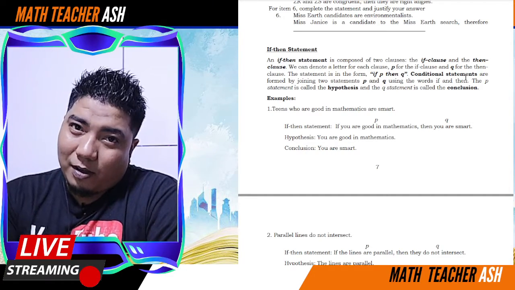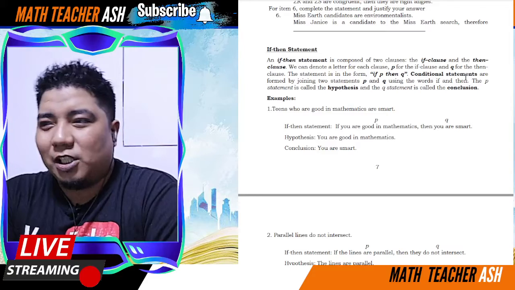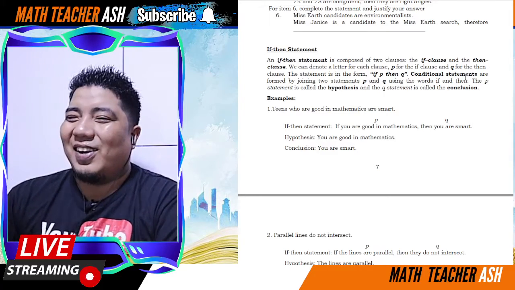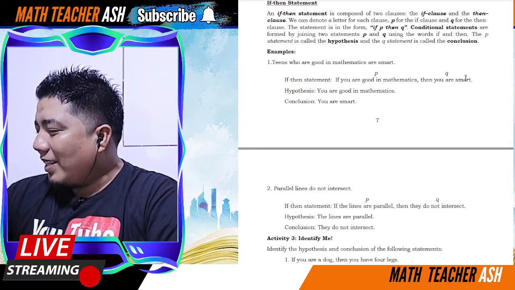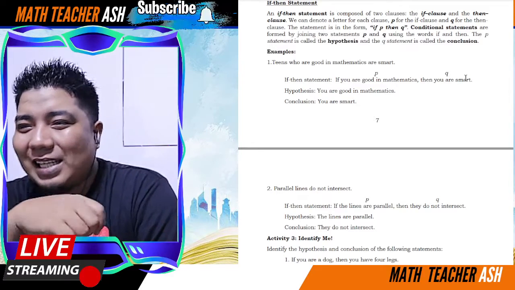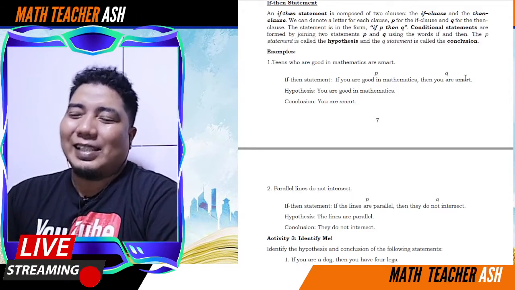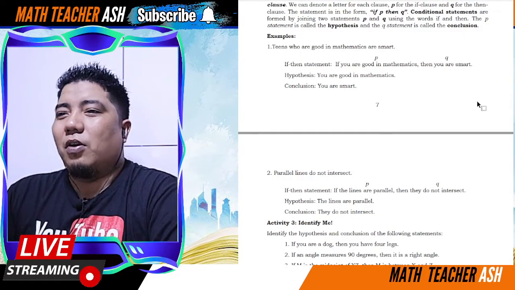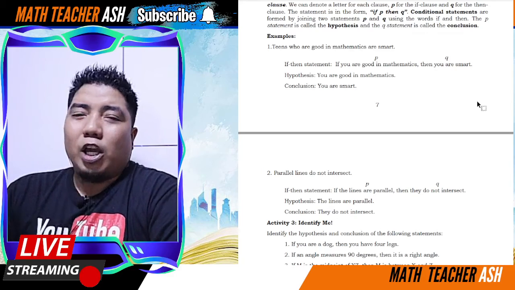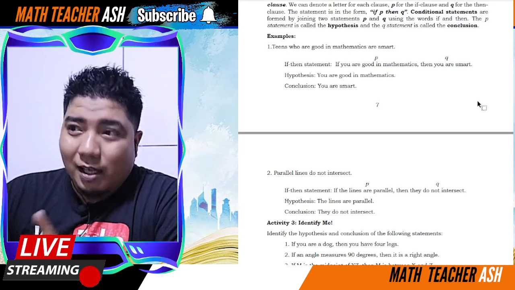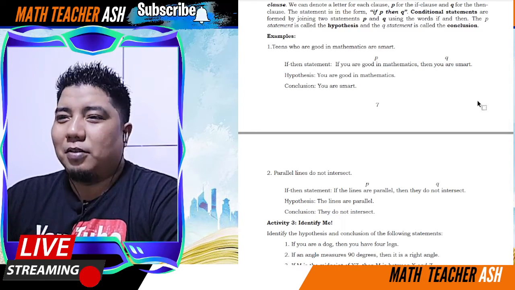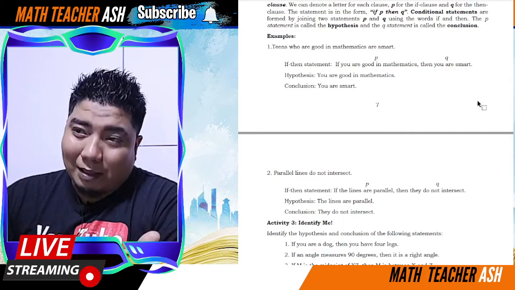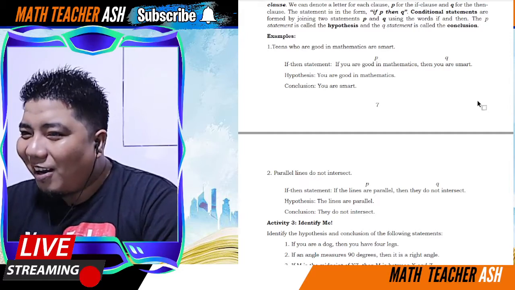So if blah blah blah blah, hypothesis yon. Then blah blah blah blah, conclusion yon. Alright, so ganun lang kadali, my dear math learner. Easy, right? Yes, easy lang talaga. So now let us go to examples. Teens who are good in mathematics are smart. Okay, so if then statement natin, if you are good in mathematics, then you are smart. Okay, so hypothesis, you are good in mathematics. Conclusion, matalino ka. Okay, sana all.